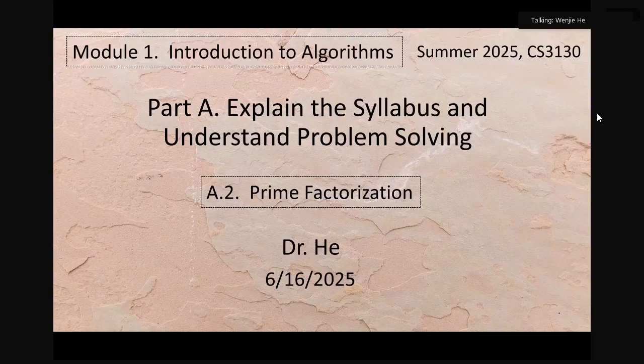Then, 8.2 topic, prime factorization. In our first lecture, in this 8.2 topic, I want to prepare for our programming project number 2, our second project. So this prime factorization topic gives us the background for our second project. So let's study this topic first.